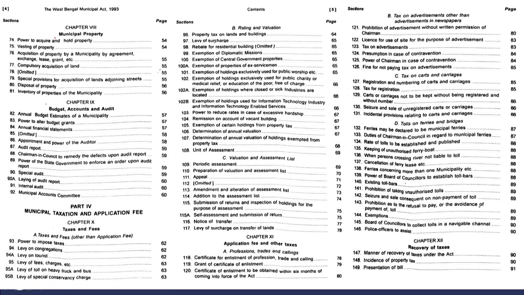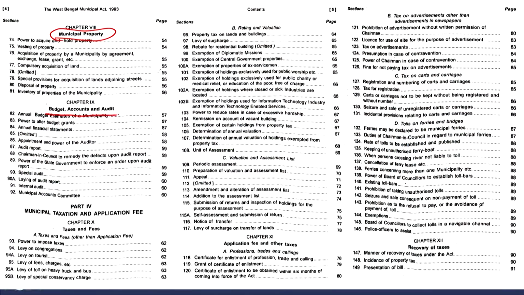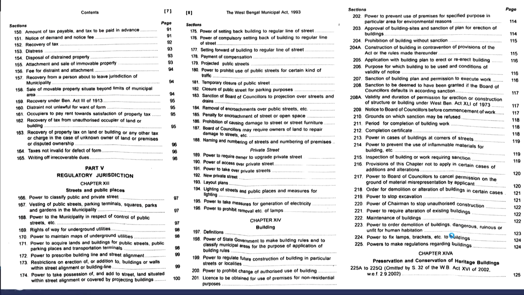Then the property management. There could be municipal property like land, buildings, natural resources, and how that will be managed by the municipality is provided. How the budget, accounts and audits are maintained, that is very important. Then how a municipal authority can make its own taxation and fees for the various services they provide is provided in various chapters. How the recovery of the fees will be done.